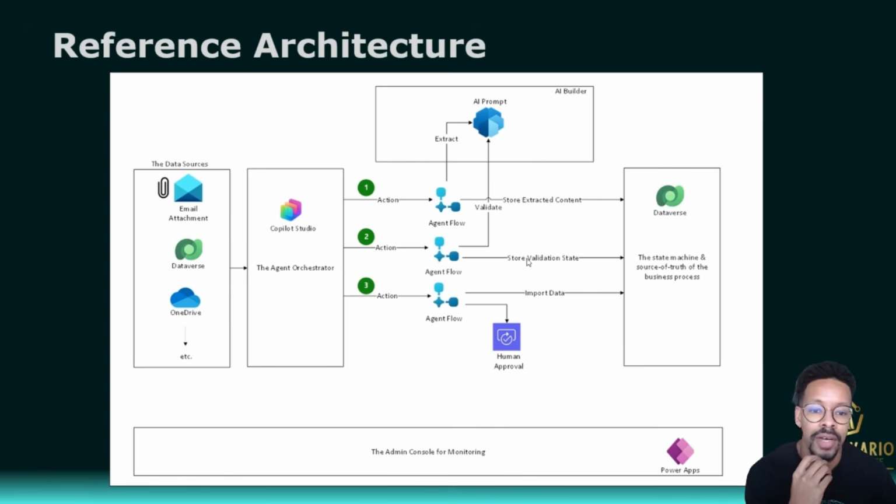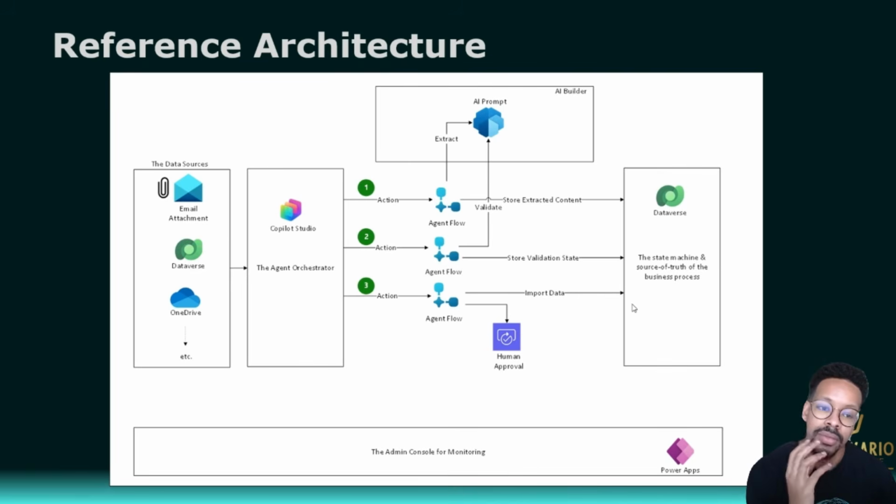Then there is a validation state, which will be stored in Dataverse through this flow. And also the human approval flow is here and the AI prompt. So this AI prompt is interesting. We'll look at it, and you will be able to change this prompt and make it your own. The admin console is a Power App which is also deployed once you install the agent.